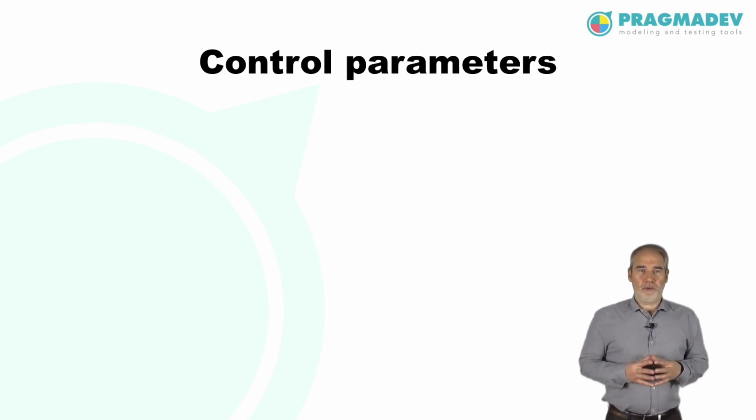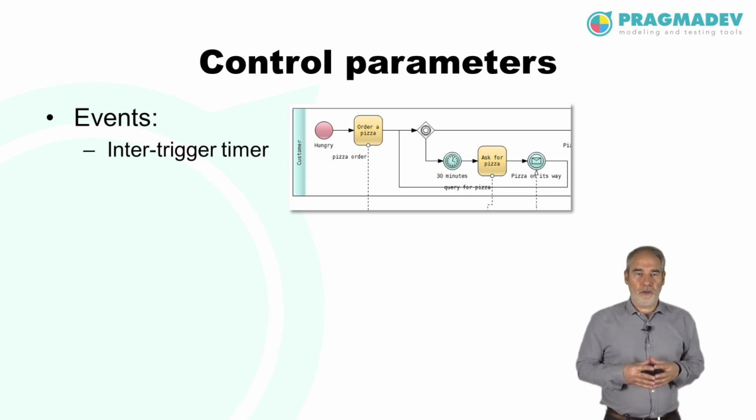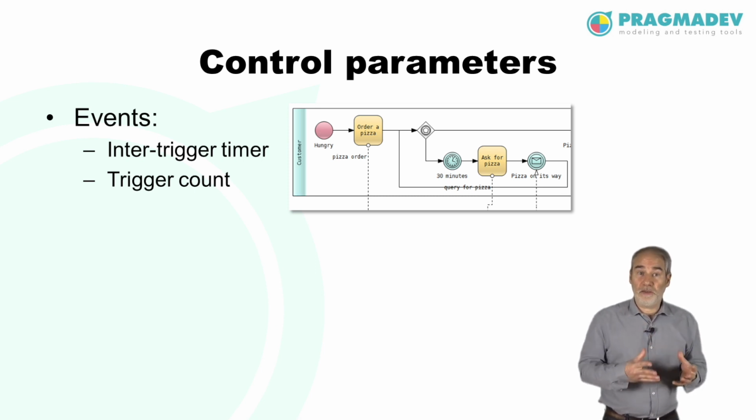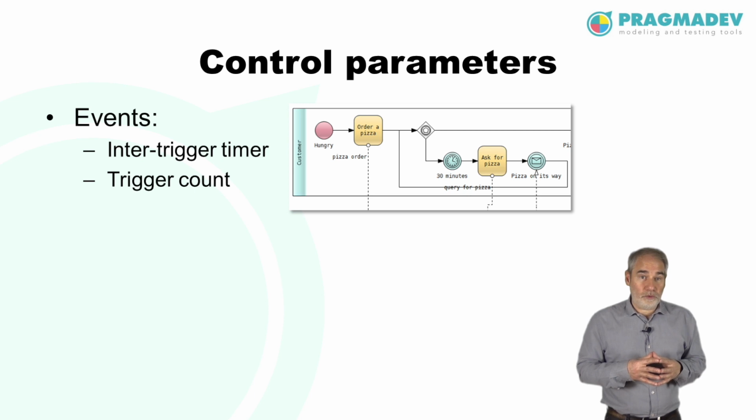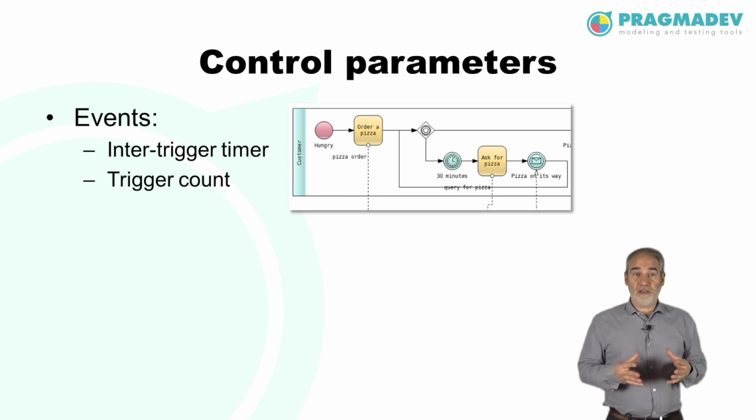The control parameters are slightly different. On events such as start, it is possible to define an inter-trigger timer and a trigger count. For example, I can set a trigger count to 10 and an inter-trigger timer to 5. That means I will start the process every 5 units of time, 10 times. In our pizza delivery example, that would mean there are 10 pizza orders and each order is separated by 5 minutes. All these time values combined should not exceed the overall duration that has been set in the scenario.